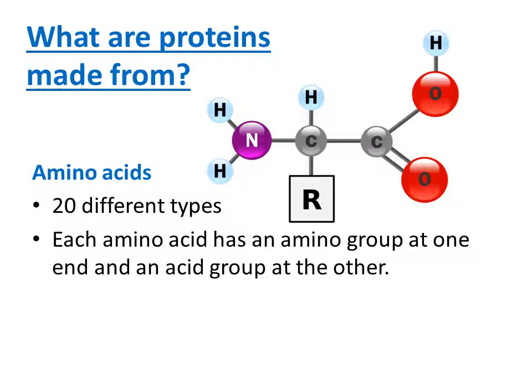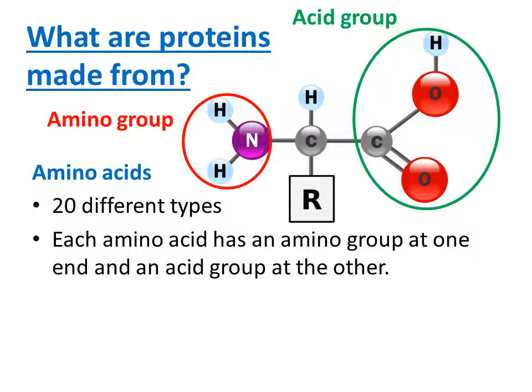Each amino acid also has an amino group. Here's the amino group on this molecule, and amino groups are any molecule which contains a nitrogen and hydrogens. So we've got the NH2 group here, which gives the amino acid its basic quality at this side of the molecule. We also have an acid group, and this acid is what we call a carboxylic acid, and this gives the molecule acidic properties as well as alkaline properties. So we would describe this molecule as being amphoteric, which means that it has both acid and basic qualities.